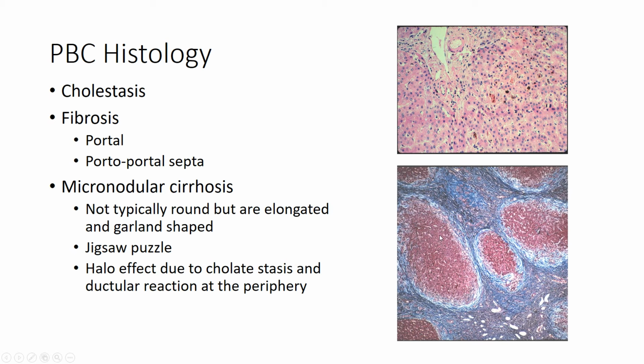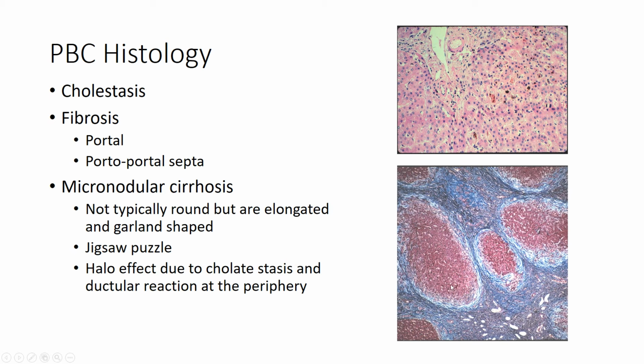We have fibrosis with portal fibrosis. That's the beginning of the chronic stage, and portal to portal septa, and finally a cirrhotic stage. And typically with PBC, it's micronodular. Then cirrhotic nodules are not round, but they are sort of elongated with a jigsaw puzzle appearance.